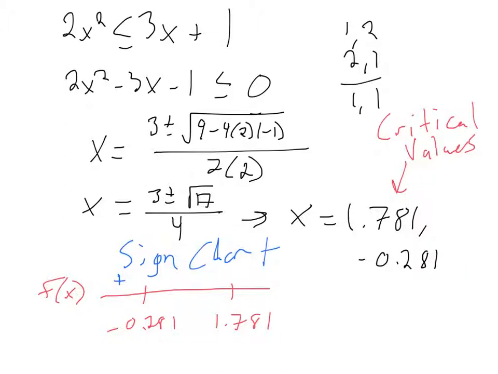If I plug in 0, I get -1. Which is negative, so that means that all of the y values between x equals -2.81 and x equals 1.781 must all be negative, meaning it's below the x-axis over an entire interval, which means this will satisfy this particular function. And then lastly, we'll plug in 2.